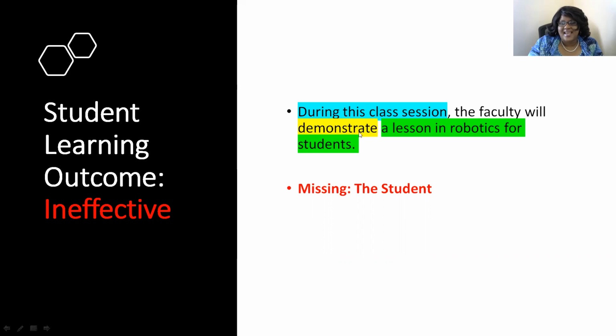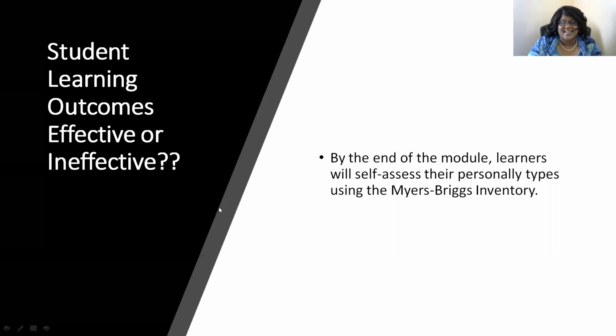So we have the time frame, right? We have the action, and we have what can be measured, but we're missing who? What you guys just mentioned, the student. So that one's not effective at all. Okay, here's the next one.